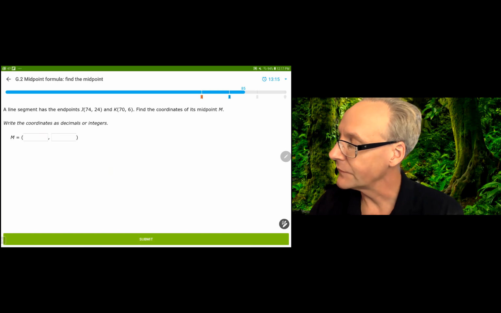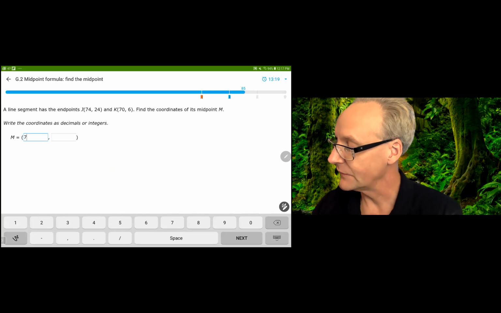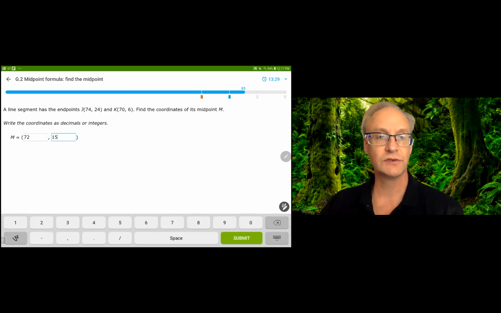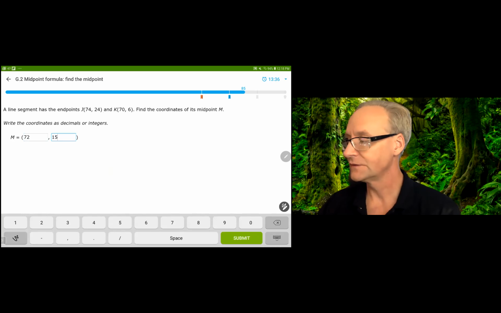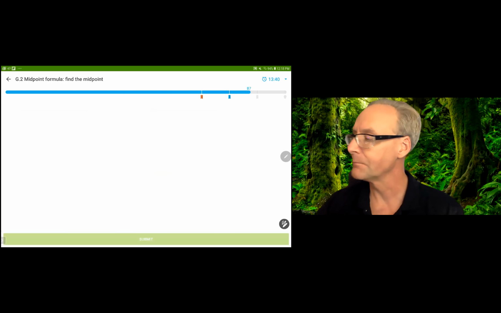All right, so now we've got 74 and 70. By the way, in between 74 and 70 is 72. And in between 24 and 6 is 15. So for this one, it was easier to just look at the two numbers and determine which one was in the middle between them. And for the y values, it was easier to add them and divide by 2. So whichever is easier, you can use. You can use whichever method seems to work the best for you.